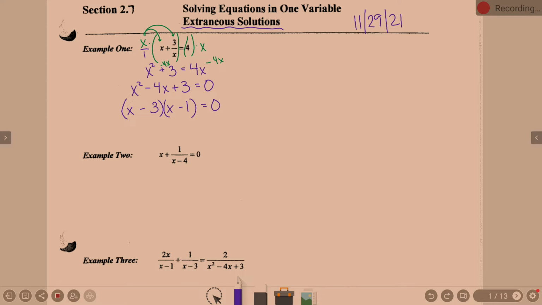Okay, now what? We have 2 factors multiplying to equal 0. Yeah, the zero factor product property says if 2 items multiplied equal 0, then each is set equal to 0. So x minus 3 equals 0 or x minus 1 equals 0. And obviously you do the solving and we get solutions of x equals 3 and 1.